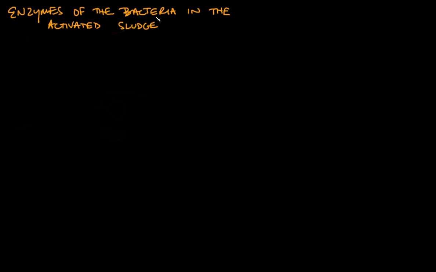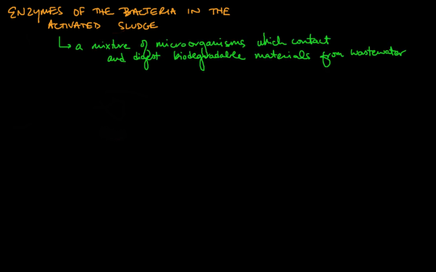I want you to recognize that there's bacteria in that activated sludge, despite the fact that you were not looking for bacteria in your microscopes when Miss Melissa came to our school and you were looking at the activated sludge with a microscope. You were looking for protists and animals, not bacteria. You wouldn't have been able to identify the bacteria. They're way too small. If you remember, compound microscopes don't give us a lot of clarity on the bacterial cells. And so what you should know is that this activated sludge is a mixture of microorganisms which contact and digest biodegradable materials from wastewater.